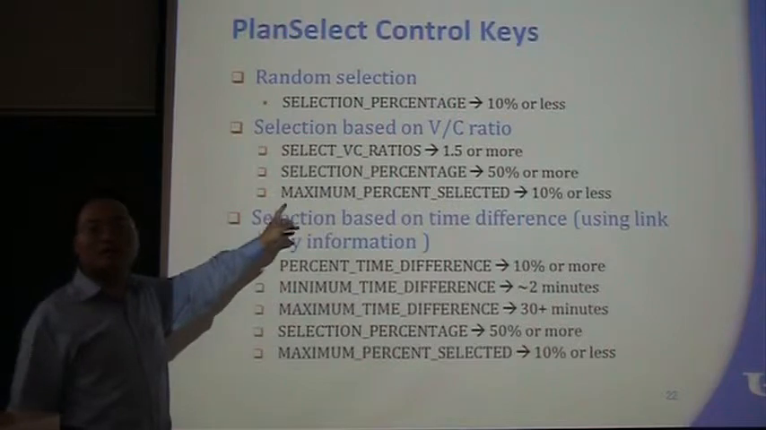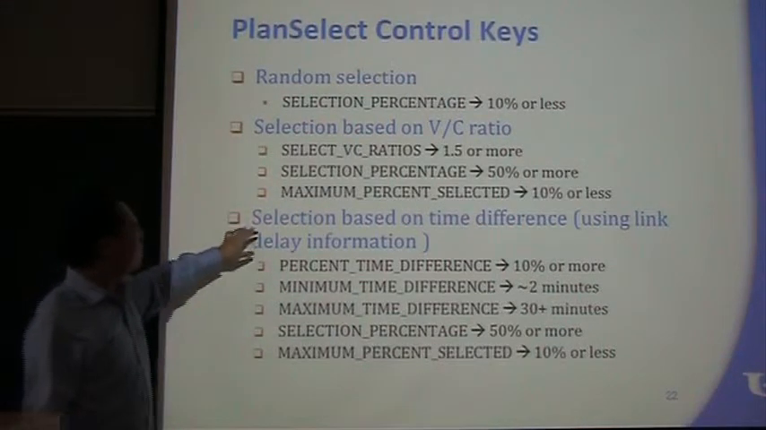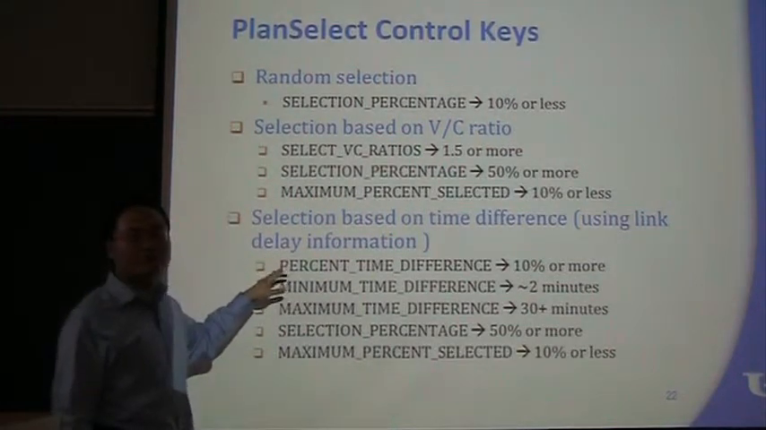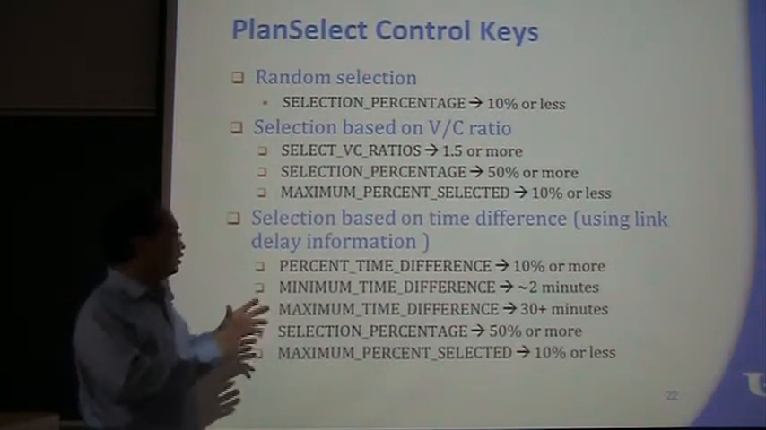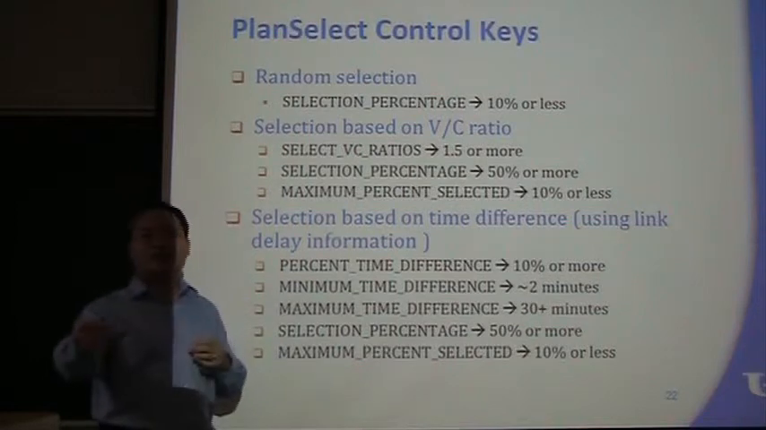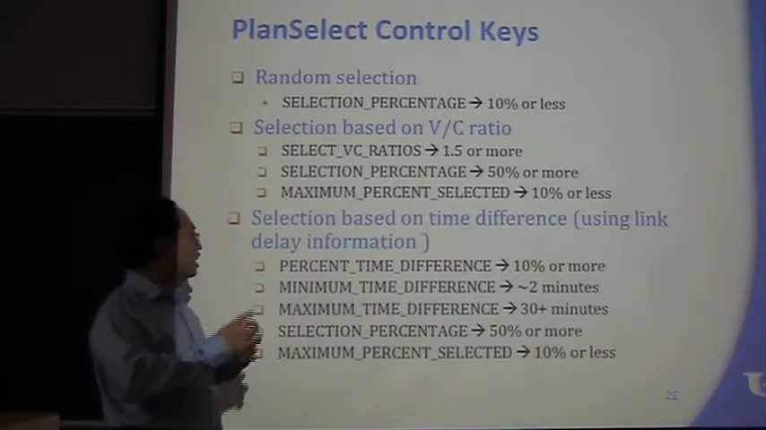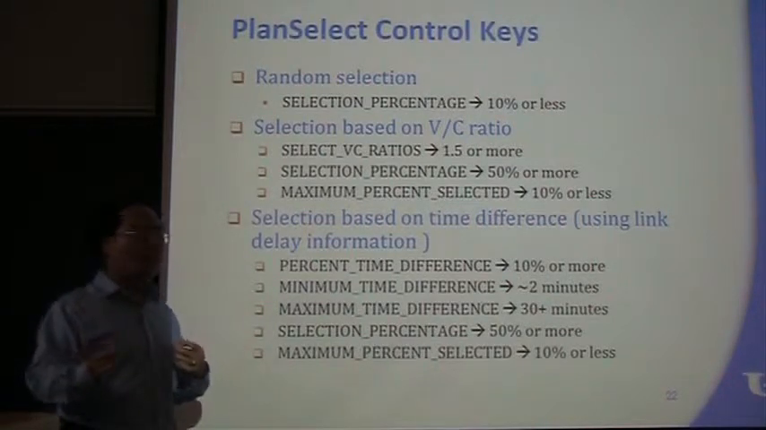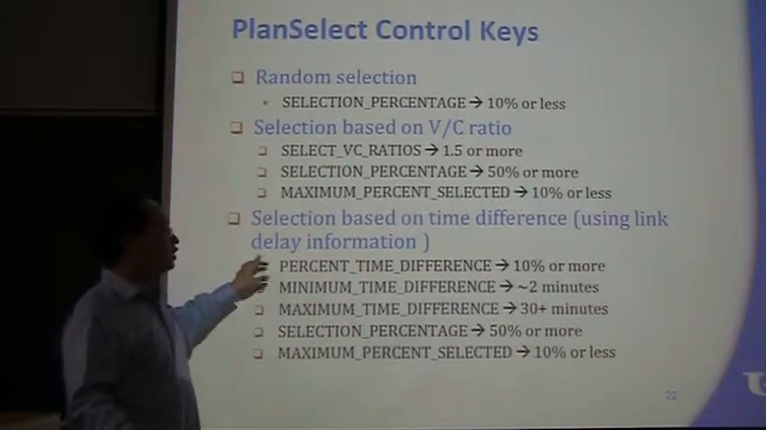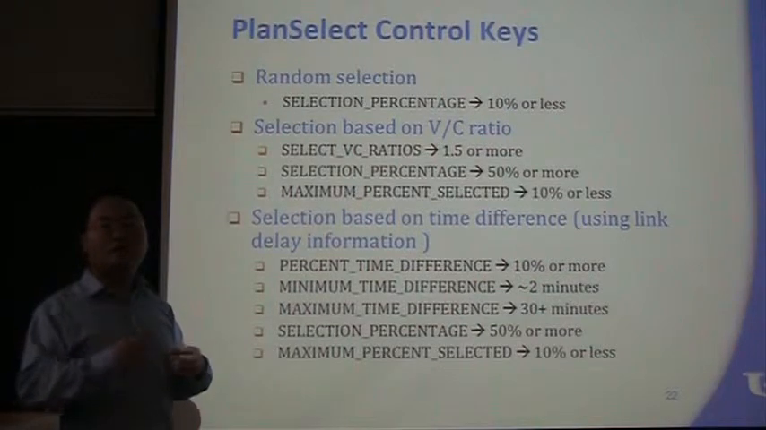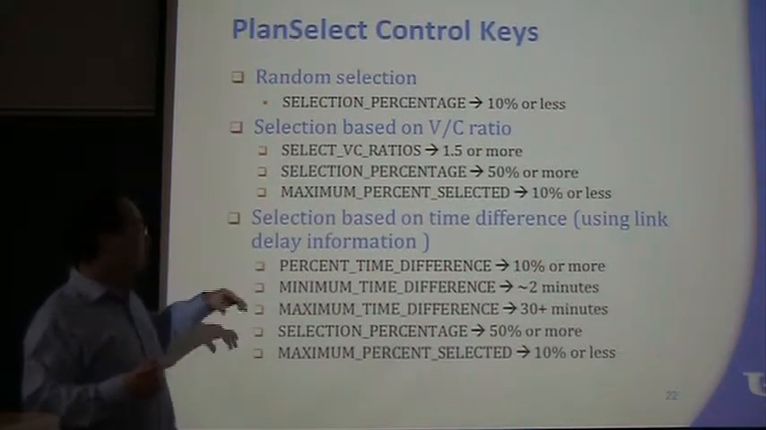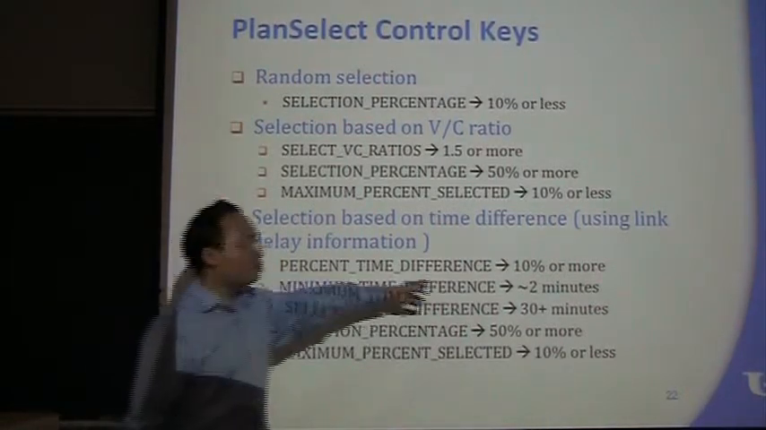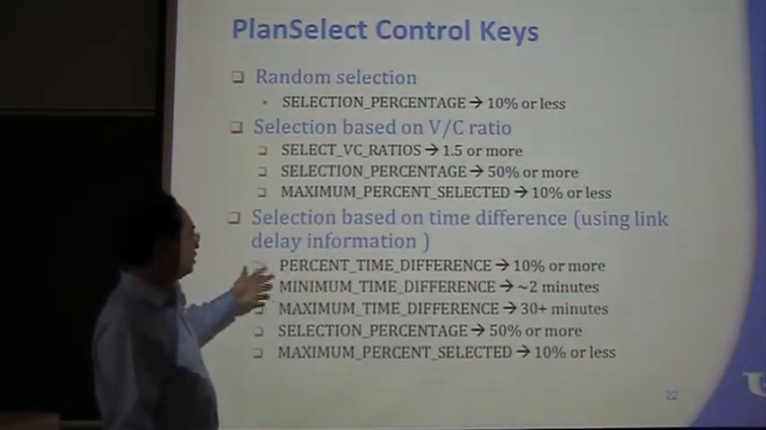Clear? All right. The third option is to make a selection based on time difference using the link delay information. So we have a plan. In each plan, we have an estimated travel time. But if we use the link delay information, we can get the real travel time. If these two times are different, for example, having 10% or more difference, then it can be selected.